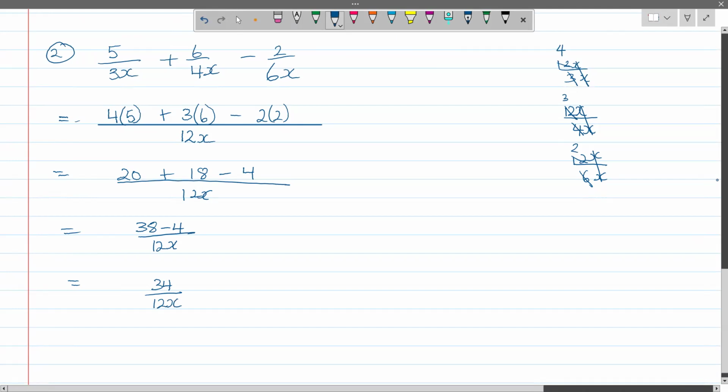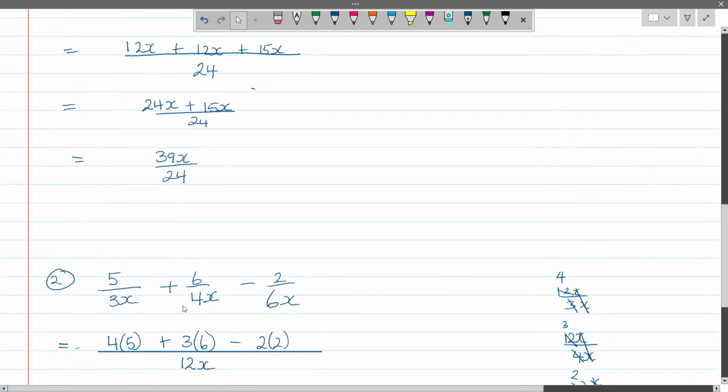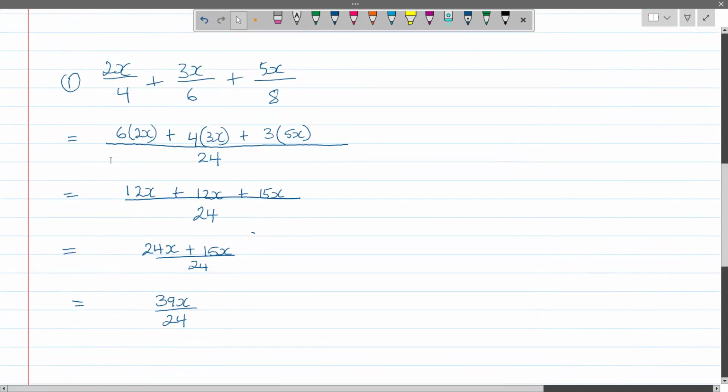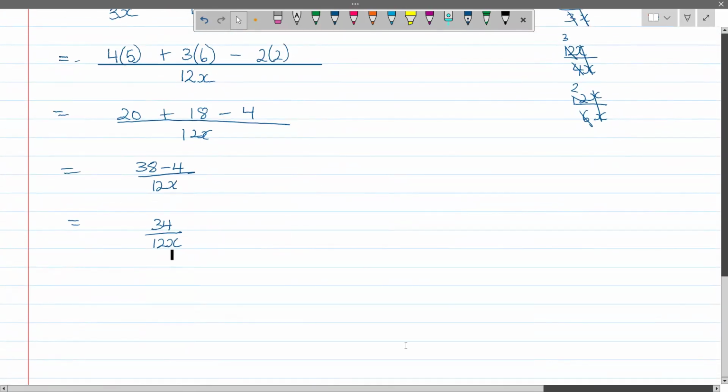So notice the difference. In this one, we had all numbers in the numerator. So our numerator is all numbers. The denominator is our algebraic term. It was the opposite way around here because all the numerators here were algebraic terms and all denominators here were numbers. Yeah? Let's look at another example.